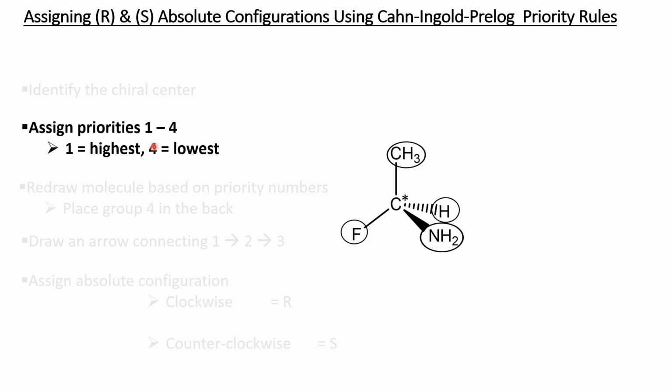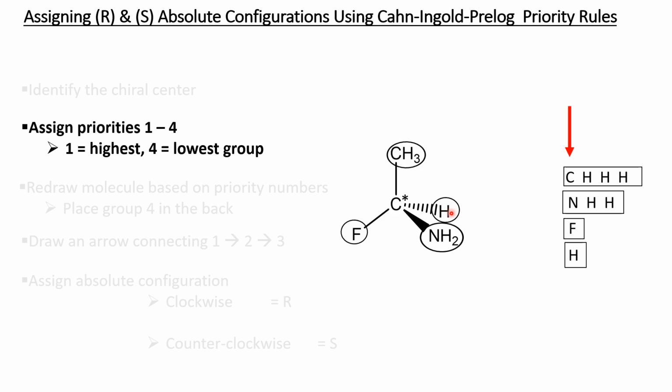To determine which group gets what priority number, we have to first of all list the 4 different groups, starting with the first atom in each group. Let's start with the methyl group. The methyl group has 1 carbon and 3 hydrogen atoms. The NH2 has 1 nitrogen and 2 hydrogen atoms. The fluoro group has just 1 fluorine atom. And lastly, the hydrogen, which is just 1 atom.